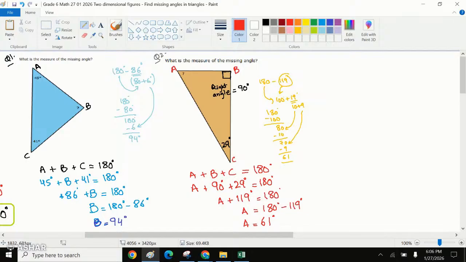If we are not using a calculator, if we don't want to do the working, if we want to do mental maths, I prefer breaking down the numbers. I broke 119 into 100 plus 19. 180 minus 100, very easy. We get 80. 80 minus 19 is broken down into 10 plus 9. 80 minus 10 is 70. 70 minus 9 is 61. Therefore, the missing angle comes out to be 61. And in the previous case, this was 94.